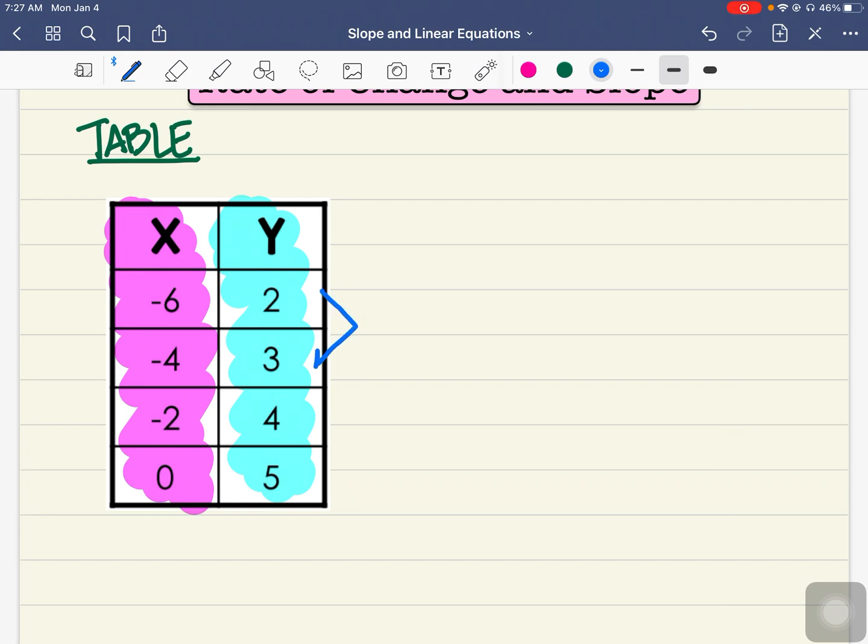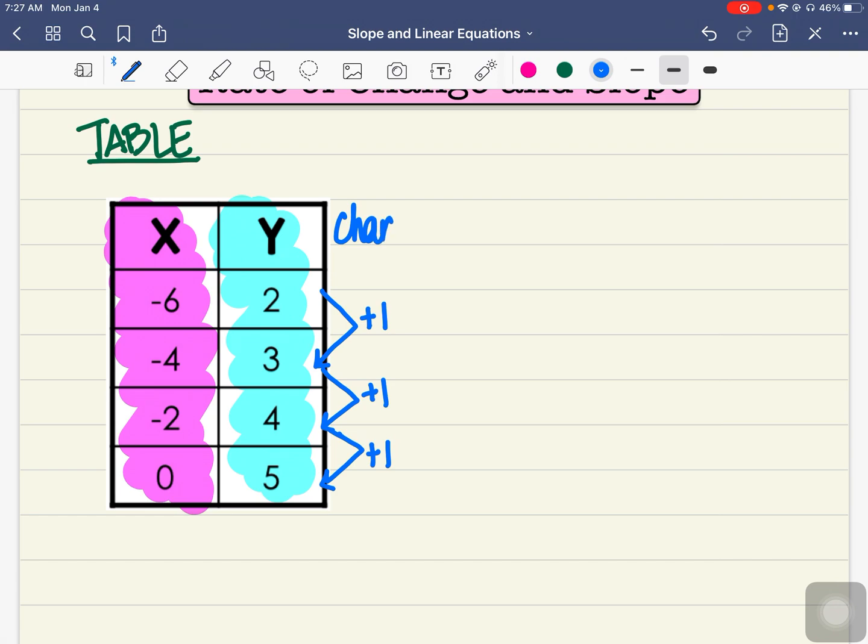How do I get from 2 to 3? How do you get from 3 to 4? How do you get from 4 to 5? What's the pattern here? Well, to get from 2 to 3, I have to add 1. To get from 3 to 4, I have to add 1. To get from 4 to 5, I have to add 1. So this is my change.